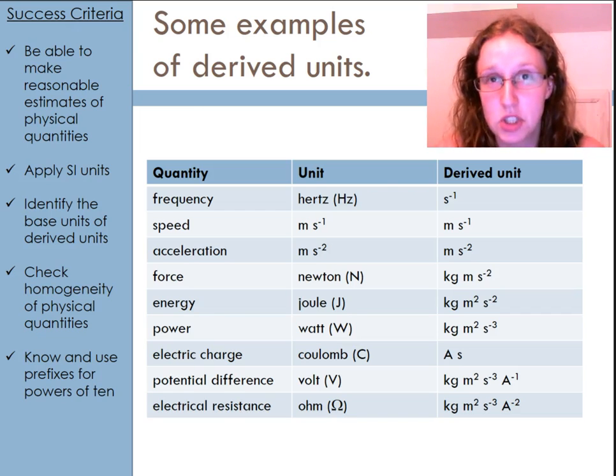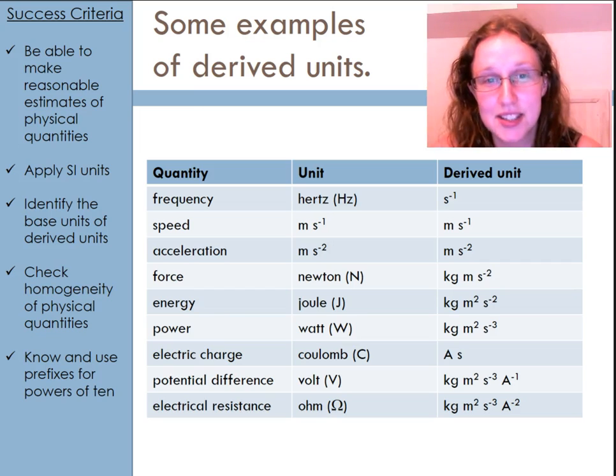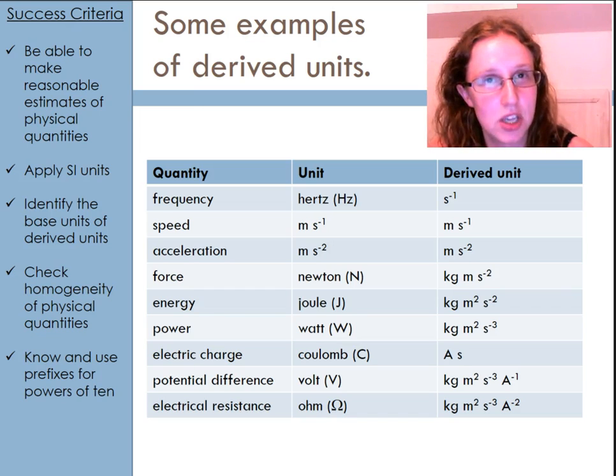So the derived unit is the newton, and the base units that it is made up of are kilograms, meters, seconds to the minus 2. So if you were asked to express newtons in its base units, they would be asking you to show that you know that it's kilograms, meters, seconds to the minus 2.